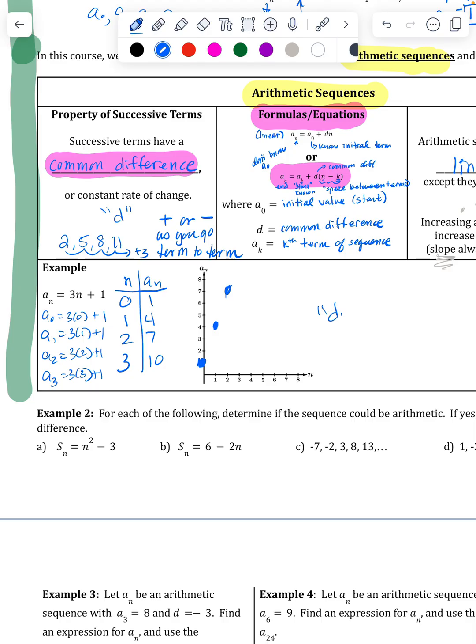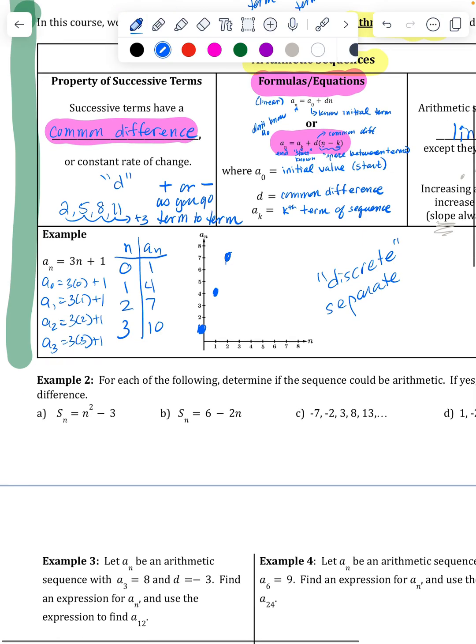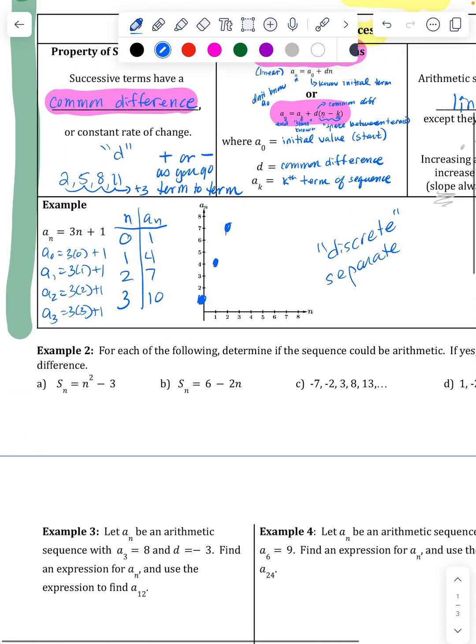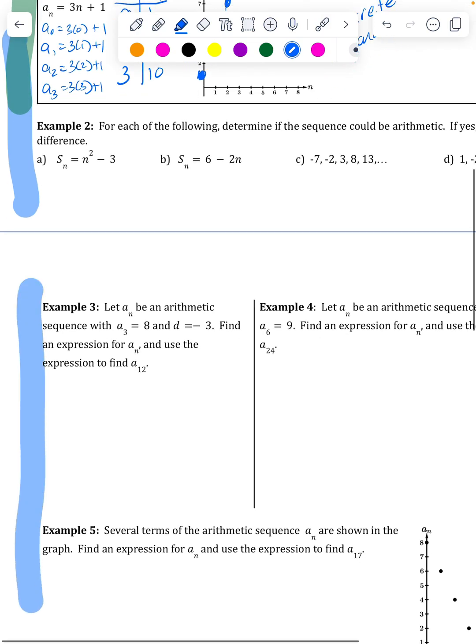So these are what we call discrete, meaning they are separate and you do not connect them. It says for each of the following, and these are the kind of things that you're going to be doing. These are the examples of what you will be doing when you go to do your actual homework.